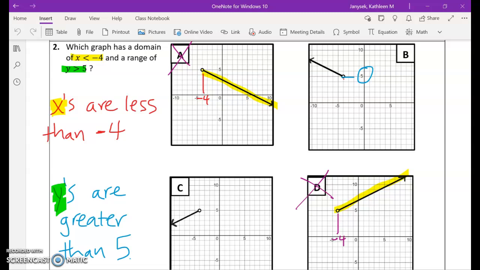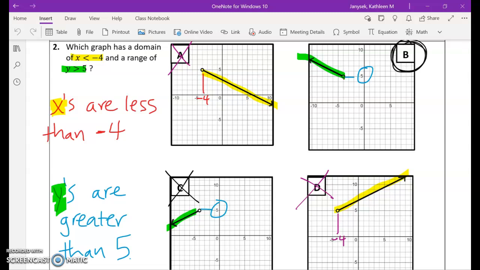And so does this one. But one of them goes up and one of them goes down. And so in this first one, B, all of our y values are larger than 5 because it's going up, whereas in C, it would be less than 5 because it's going down. So since we want greater than 5, we do not want C. B is the correct answer.